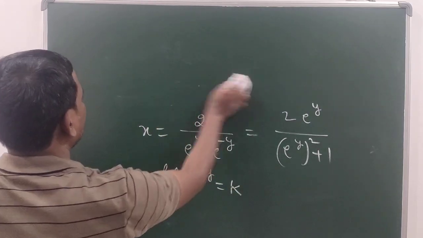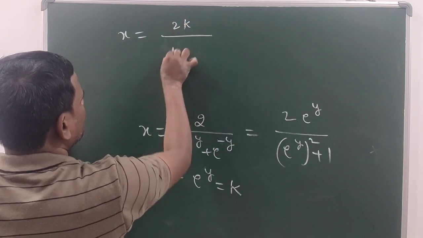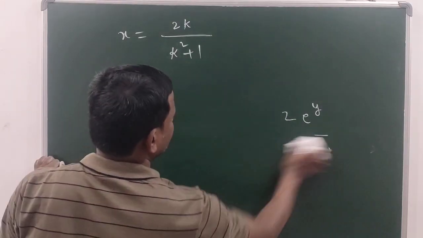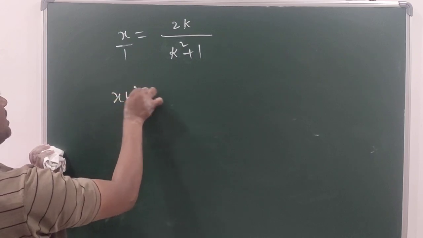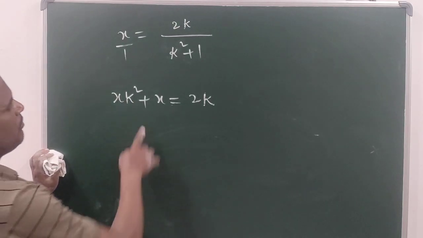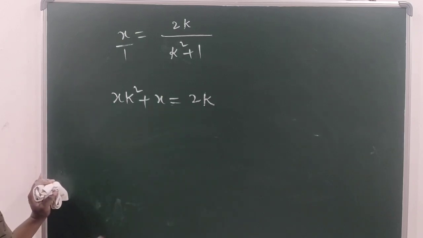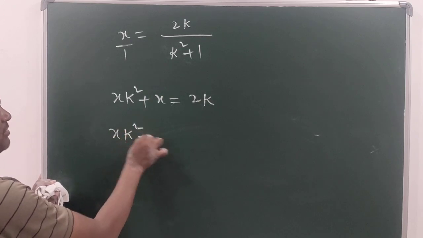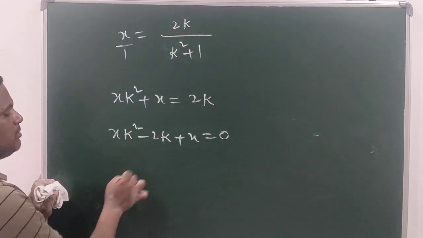If you take this is k, then it will become x equal to 2k by k square plus 1. Now simplify that. Take cross multiplication. x k square plus x, which is equal to 2k. Now, okay, students, here we want k. For that, what you have to do? Bring this 2k to the left side. x into k square minus 2k plus x, which is equal to 0. Now it is a quadratic equation in terms of k.